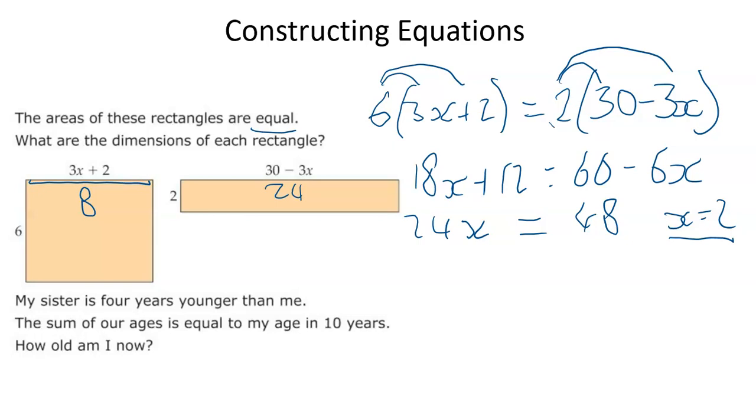The me person. So let's say the age of the me person is A. And my sister is 4 years younger than me, so the sister is A minus 4. The sum of our ages, which is adding these two things together, my age and the sister's age, is equal to my age in 10 years.